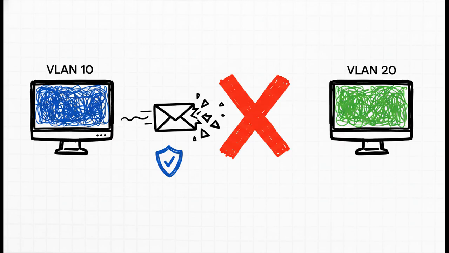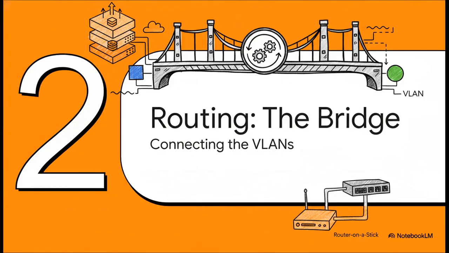So just to be super clear here, if a PC in the staff VLAN tries to send anything to a PC in the student VLAN, it's going to fail. Every time. And that's not a bug, it's a feature. That's the whole point of VLANs, to create that secure isolation. So, how in the world do we fix this?